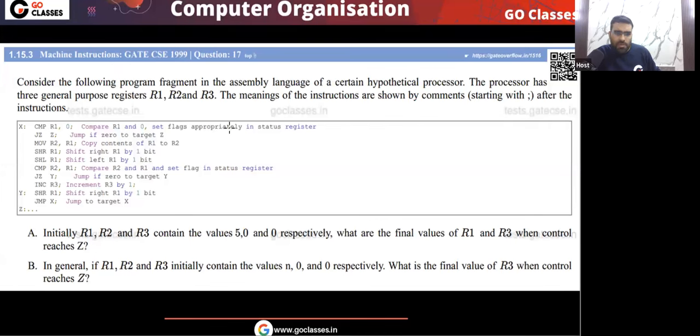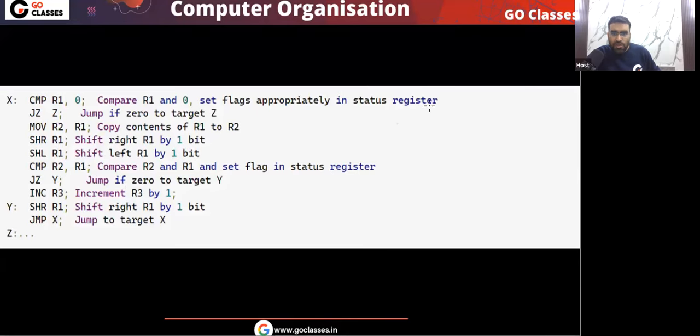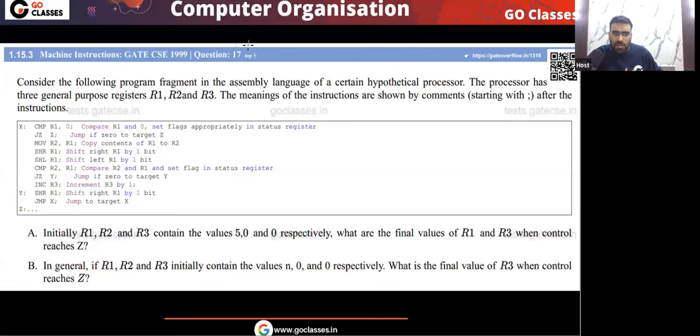Actually, this is a very simple question. This program is given to you. You just have to execute this program, and when you execute it, you will automatically find out what is happening. So try this question. If you want, you can check the explanation on the GATE Overflow website. But don't worry, we will discuss this question in some other session.